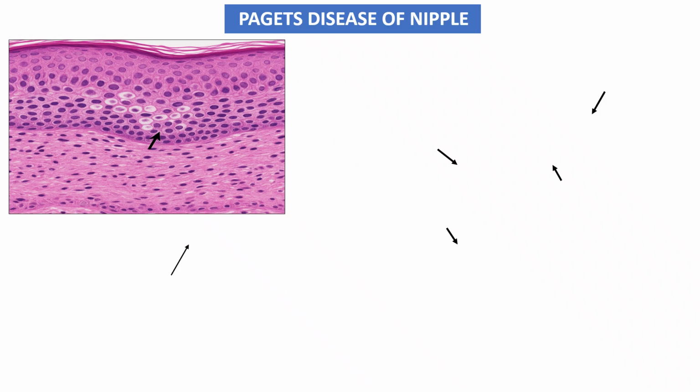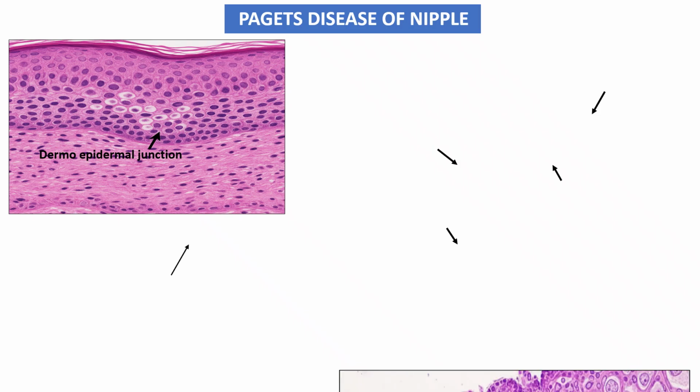Other condition, that is Paget's disease of nipple. Similar to the nipple adenoma, Paget's disease of nipple also presents as a crust of the nipple and nipple discharge. That's why Paget's disease of the nipple should be your first differential diagnosis. So in Paget's disease of nipple, what you will see is there are clear cells, okay, at the dermoepidermal junction. So you will see clear cells at the dermoepidermal junction. These are known as Paget cells.